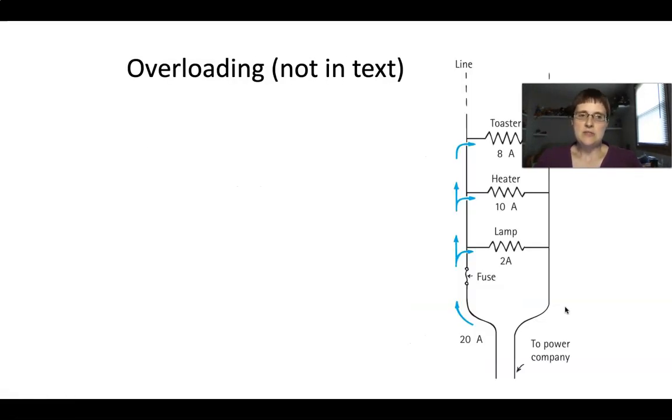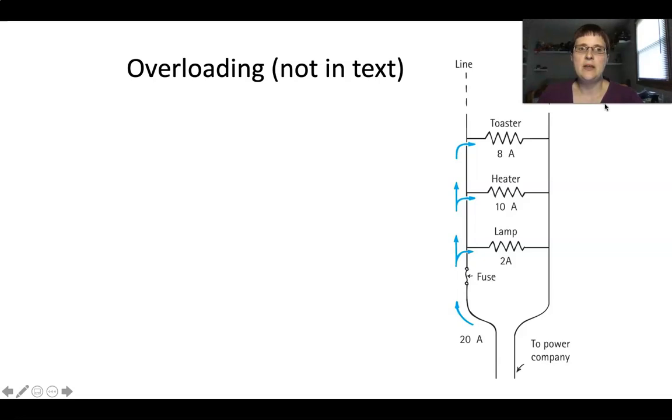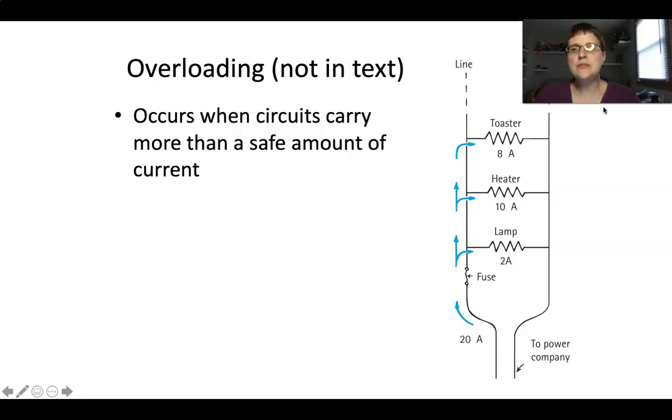So what is the downside of a parallel? Because they sound great, but there is a downside to a parallel circuit, and that is when they can overload. So overloading happens when circuits carry more than a safe amount of current. And this can only really happen in a parallel circuit because they have that decrease in resistance, which increases the current, right? Series circuits, they can only increase the resistance.